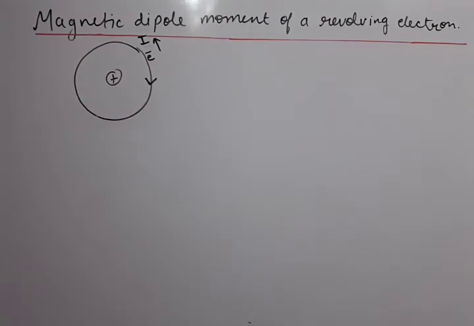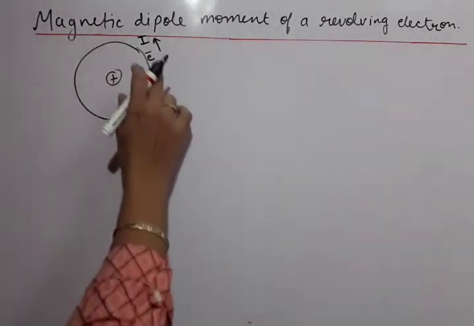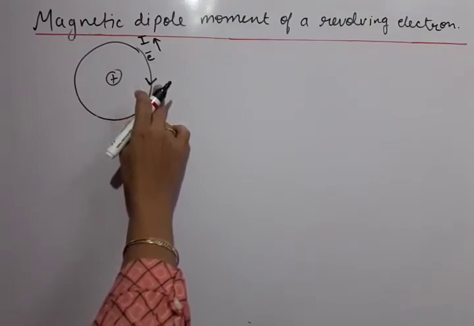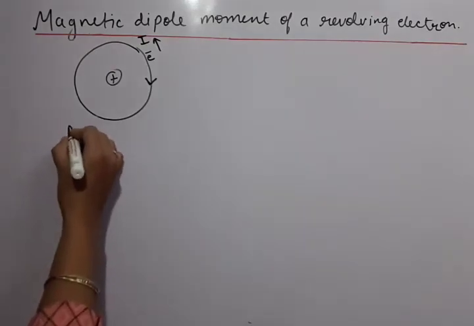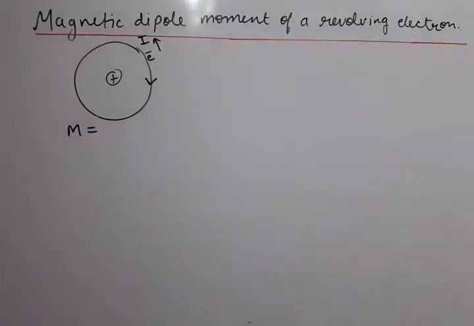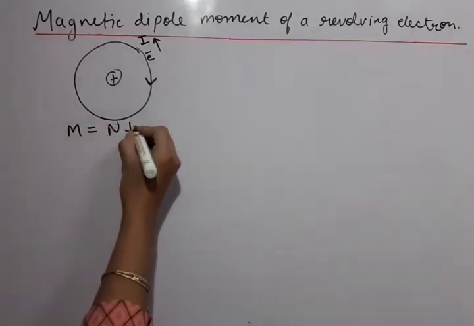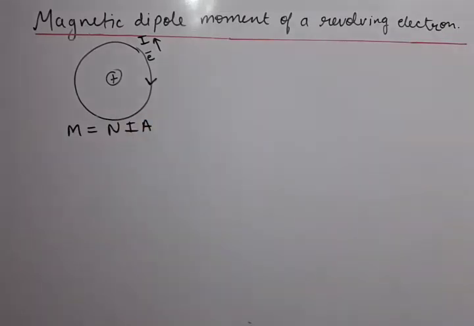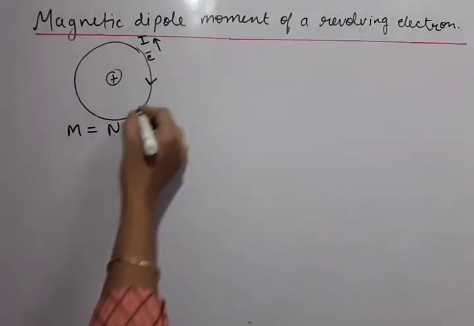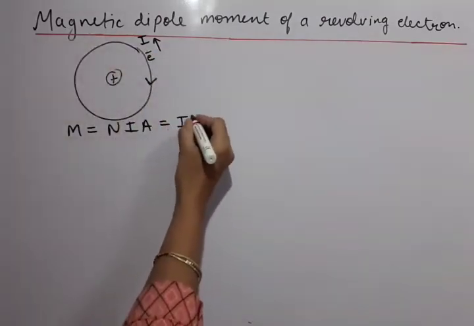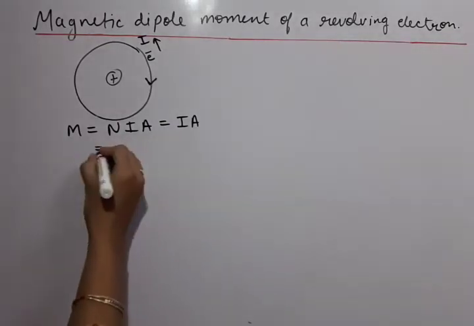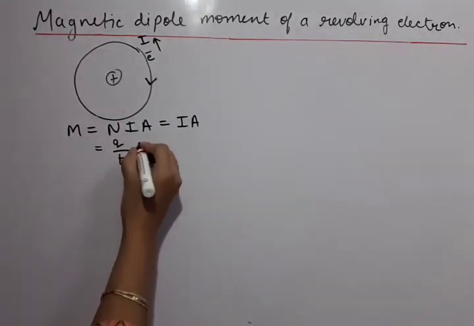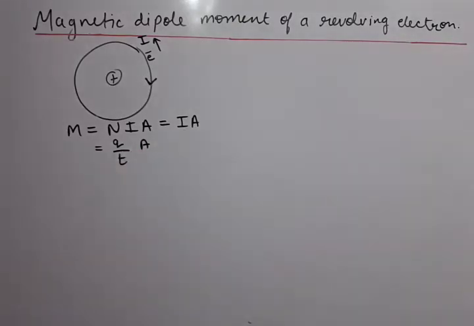Because of this orbiting electron or revolving electron in the orbit, the current is formed. That's why we will calculate the magnetic dipole moment. Let us start now the magnetic dipole moment calculation. Its basic formula for the coil is NIA. N means turns. Now here we are taking only one turn, so it will become the formula IA. I is calculated by charge upon time.